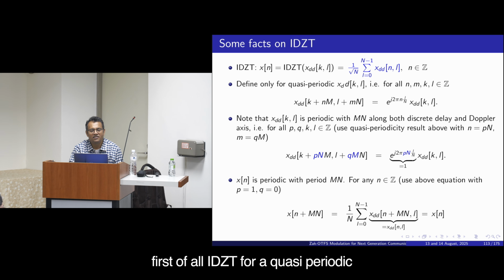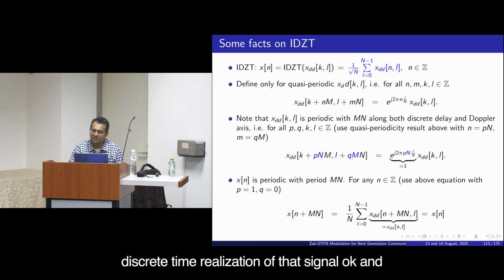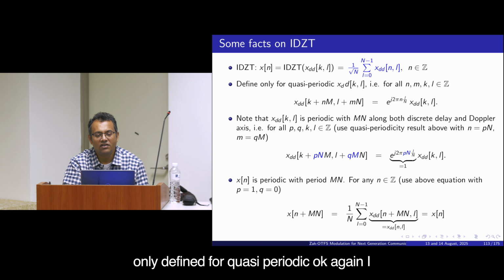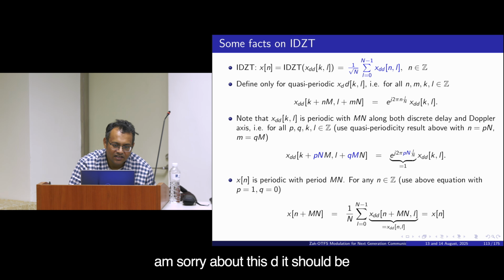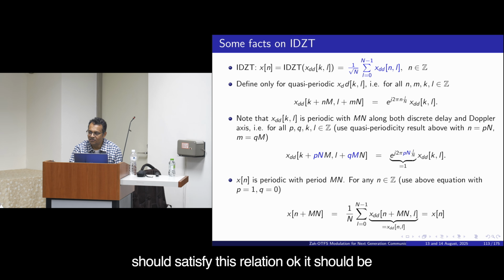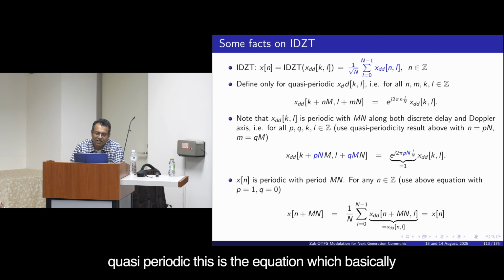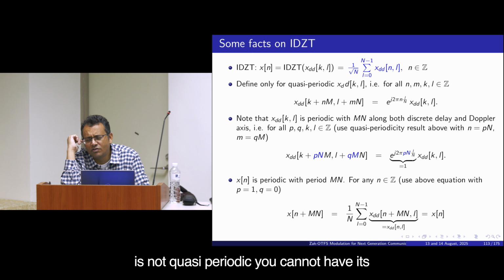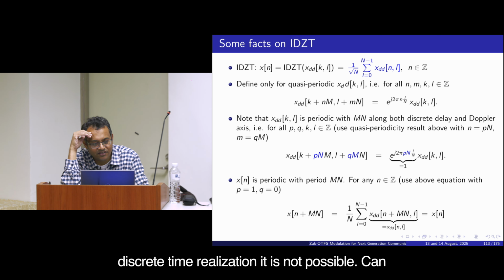So, first of all, IDZT for a quasi periodic delay Doppler signal will give you the discrete time realization of that signal, and it is given by this equation. IDZT is only defined for quasi periodic signals. Again, I am sorry about this D, it should be in the subscript here. I mean XDD should satisfy this relation, which basically means that XDD is quasi periodic. If XDD is not quasi periodic, you cannot have its discrete time realization, it is not possible.